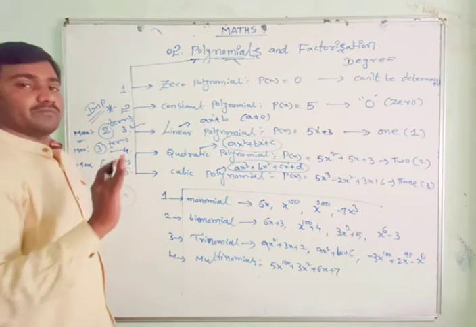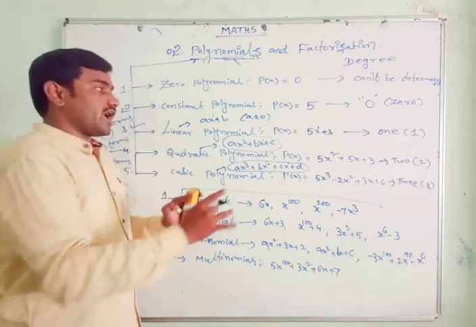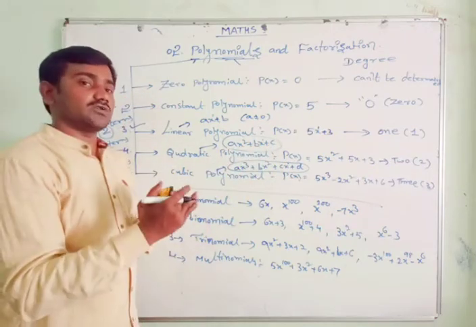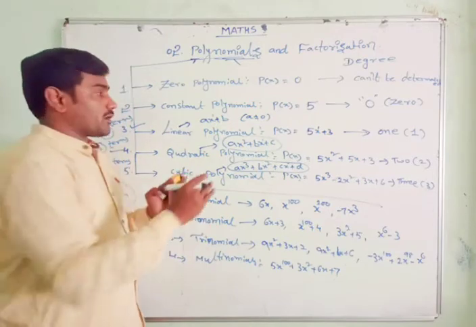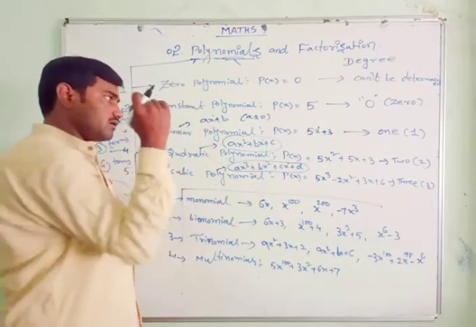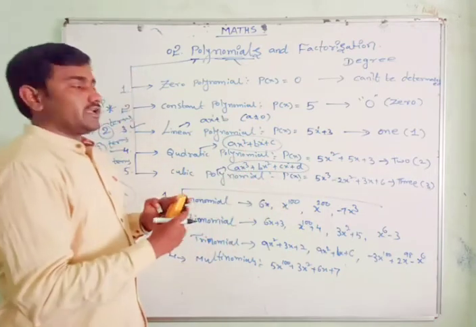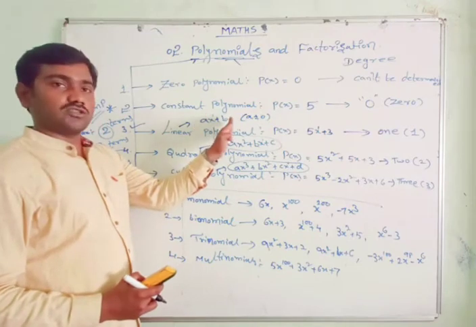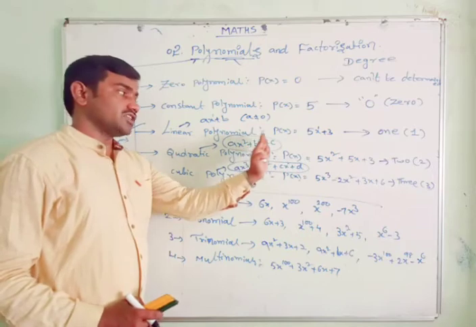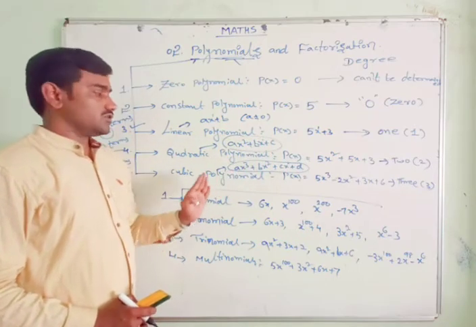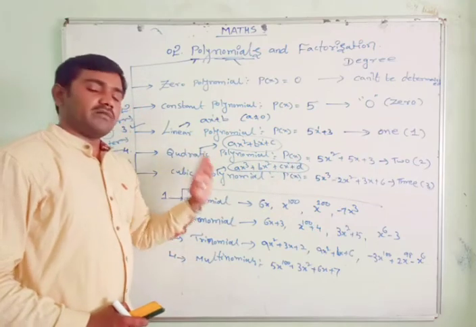So based on the power, we should not say that a quadratic polynomial must have 3 terms. No, there is no such rule that a quadratic polynomial must have 3 terms, and there is no rule that a linear polynomial must have 2 terms and a cubic polynomial must have 4 terms. A linear polynomial can have 1 term or 2 terms, maximum 2 terms. A quadratic polynomial can have maximum 3 terms, or 2, or 1 term also. Cubic polynomial similarly, maximum 4 or 3 or 2, minimum 1 term.